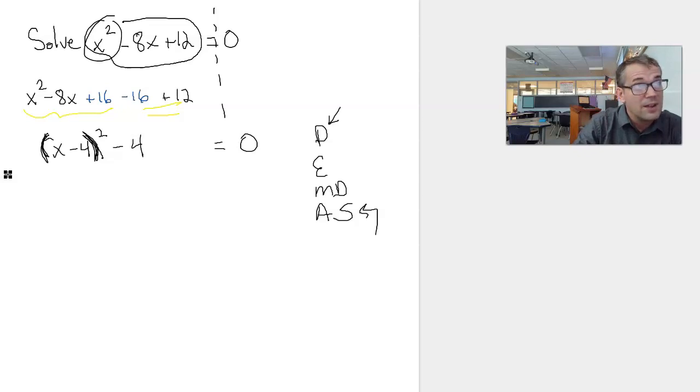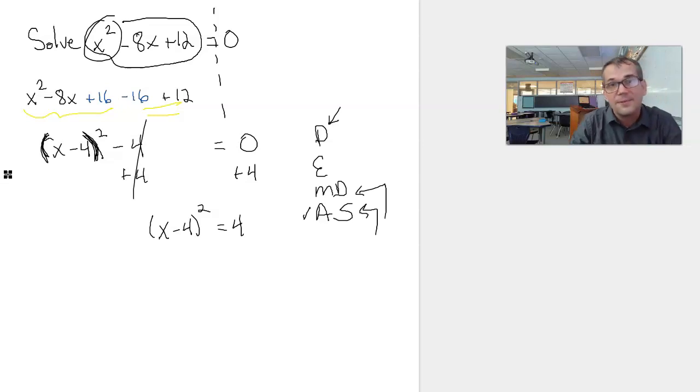So of course there's a negative 4 here. I want to get rid of that by adding 4 to both sides. These would cancel. Left side would be left with this x minus 4 quantity squared. 0 plus 4 makes 4. I've taken care of that. I'm going to move up the ladder. I'm going to look still at this side of the equation where the x is. I'm going to say to myself, is there anything to multiply or divide?